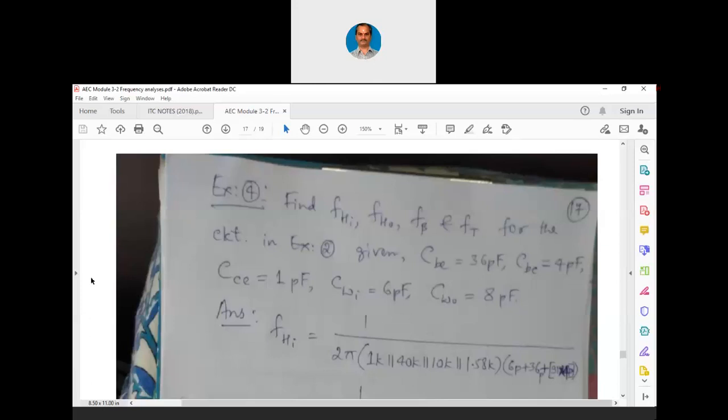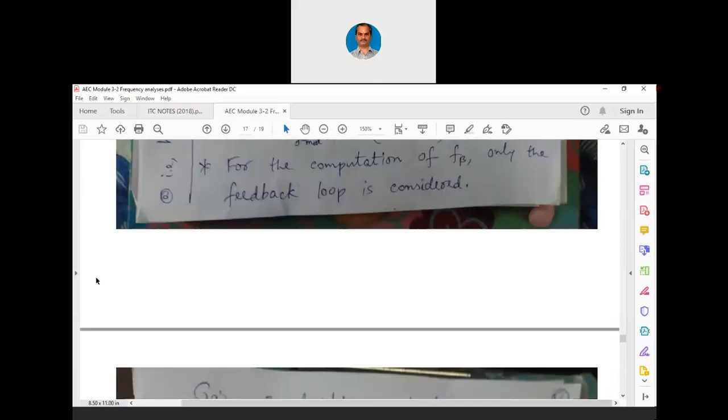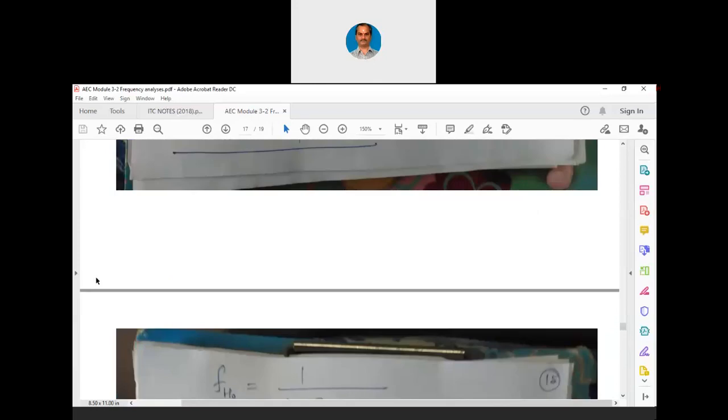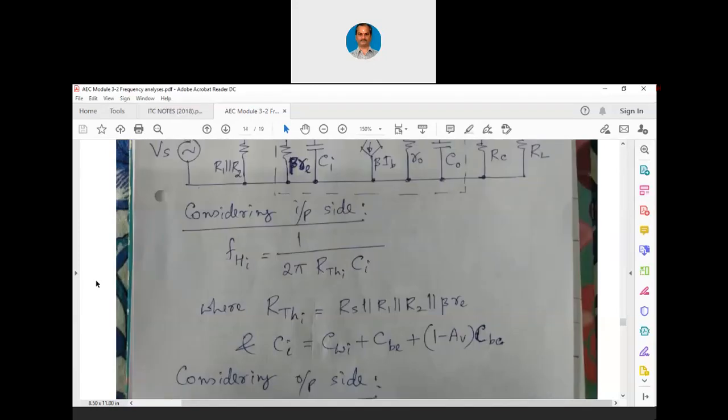Now we had equation for FHI, FHO, F beta and FT. Now FHI, let me show you the equation for FHI. FHI is 1 over 2 pi RTHI into CI, where RTHI is RS in parallel with R1, parallel with R2, parallel with beta RE.